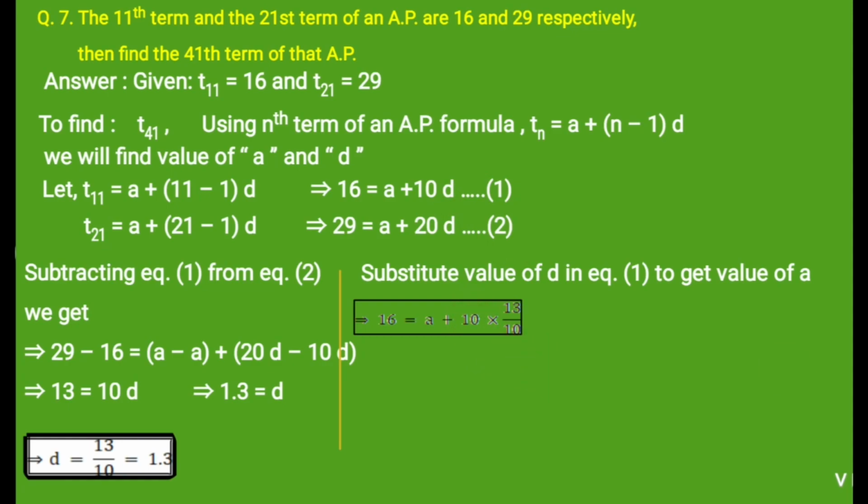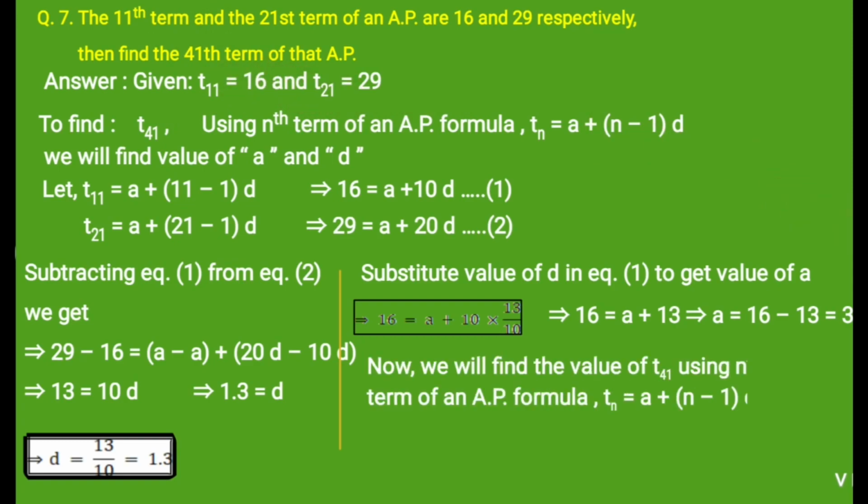So we get here 16 is equal to a plus 13. That implies a equals 16 minus 13. When we transfer this 13 to the left hand side, we get 16 minus 13, that is 3. So we get a equals 3. d is equal to 13 by 10 or 1.3. Now we have to find the 41st term. So we write here.